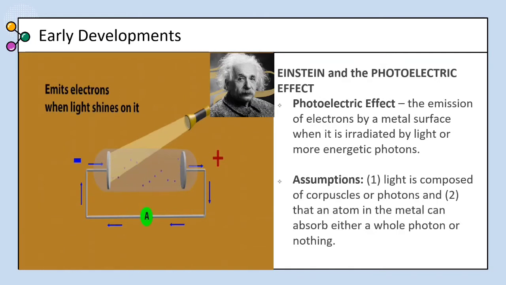Einstein showed that these results can be explained by two assumptions: that the light is composed of corpuscles or photons, the energy of which is given by Planck's relationship, and that an atom in the metal can absorb either a whole photon or nothing. Part of the energy of the absorbed photon frees an electron, which requires a fixed energy known as the work function of the metal. The rest is converted into kinetic energy of the emitted electron.